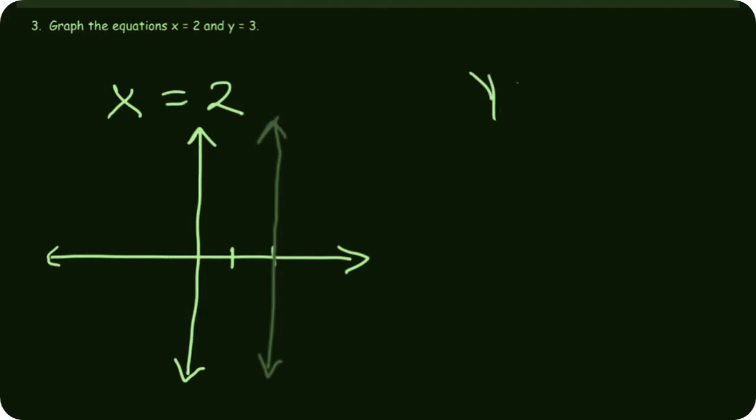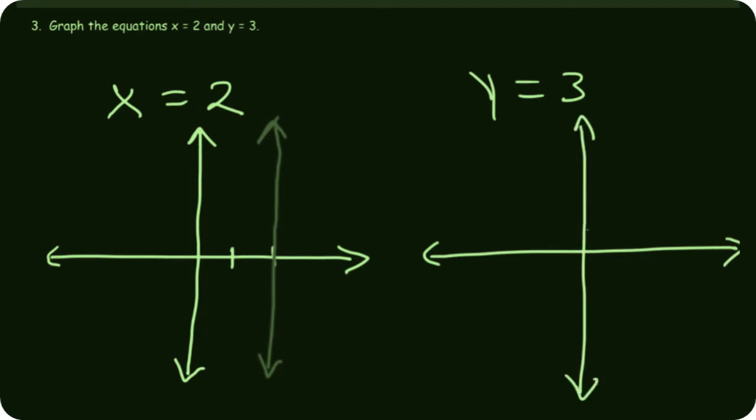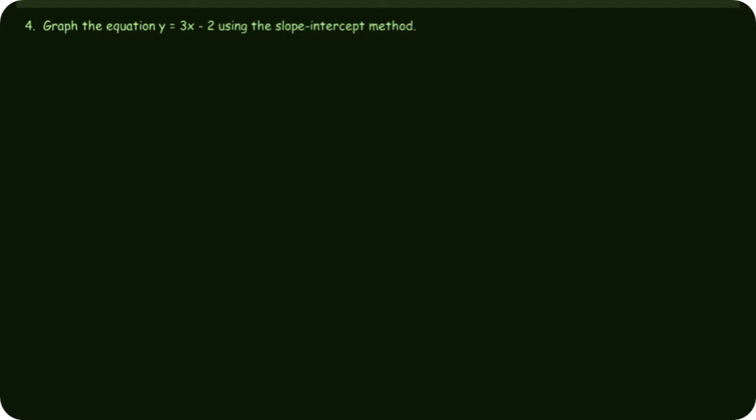Now for the other one, y equals 3, the graph is simply a horizontal line where y is 3, and that's all you need to do in order to graph these two equations. Number 4, graph the equation using the slope-intercept method.